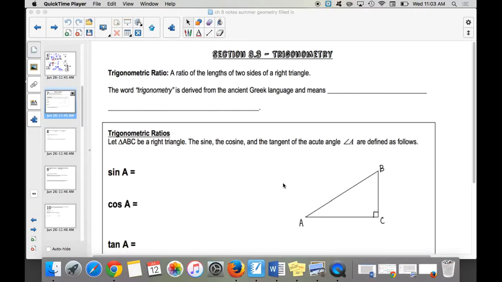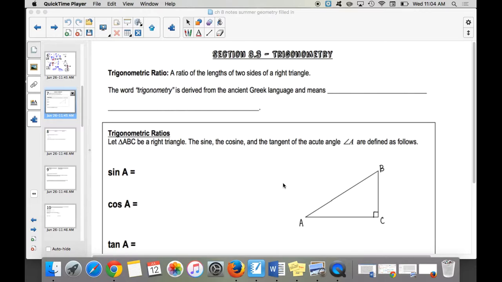This is on trigonometry. You're going to learn trigonometry not only in this class, but also a little bit in Algebra 2, and then a lot in pre-calculus. So trigonometry is something that's very, very important. It helps us to find the lengths of sides of a triangle and so on. A trigonometric ratio is a ratio of the lengths of two sides of a right triangle.